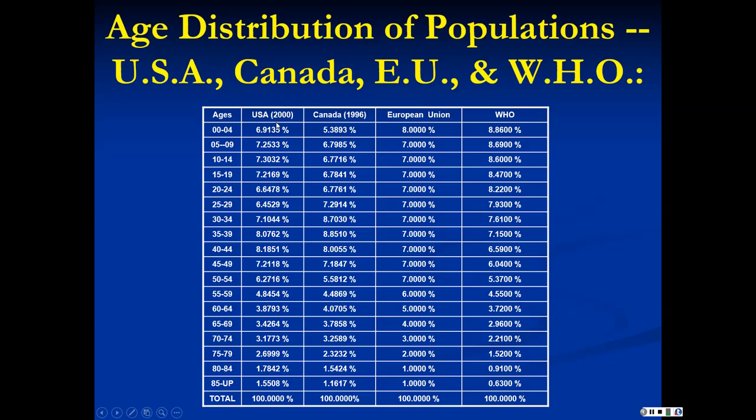So we use these rates. We use the age distribution of the population in a particular country as our standard population for age adjustment.